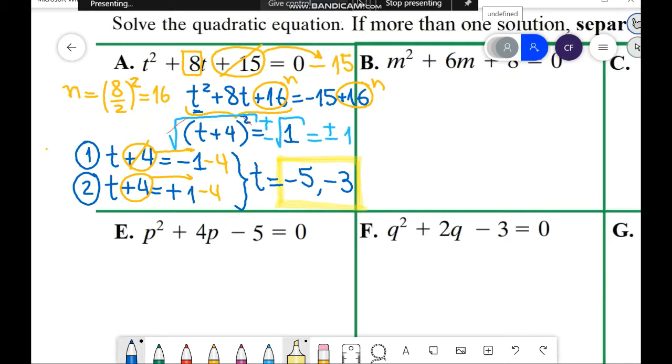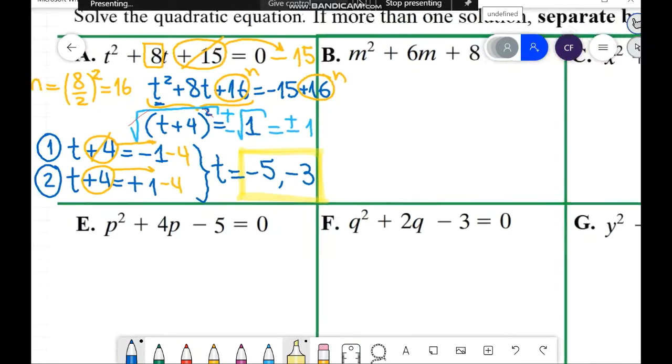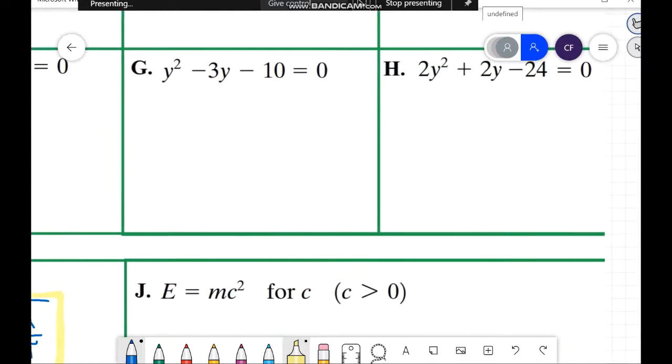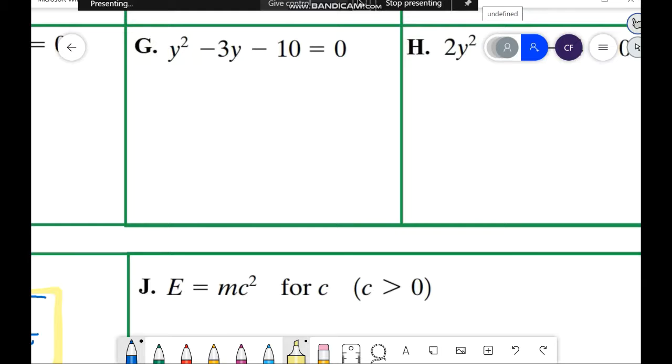Iwil is asking about letter G. No problem. Thank you, Kalia. Let's work on letter G. Move this to the other side, and you're going to have positive 10. Calculate n. N equals, and look at this number here. 3 over 2 is squared. And this is going to be 9 over 4. N is 9 over 4.